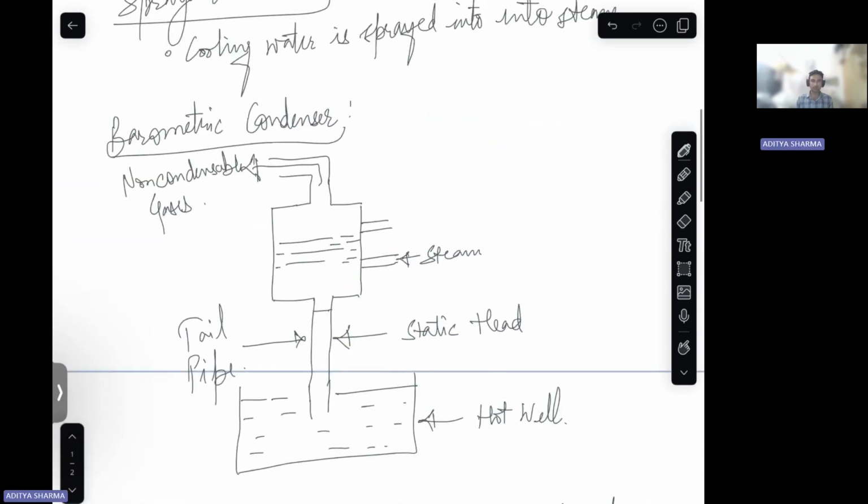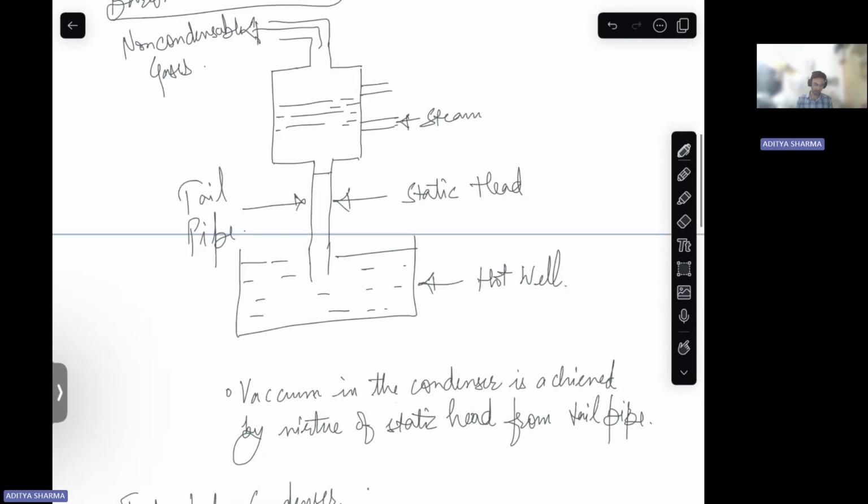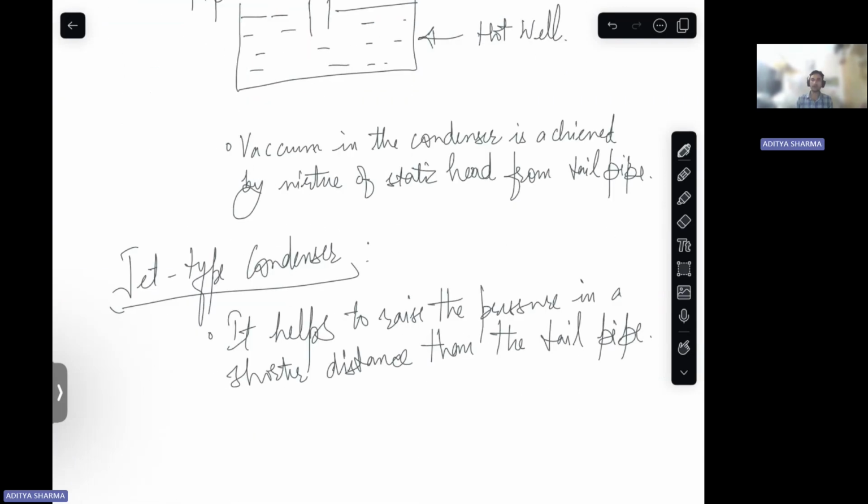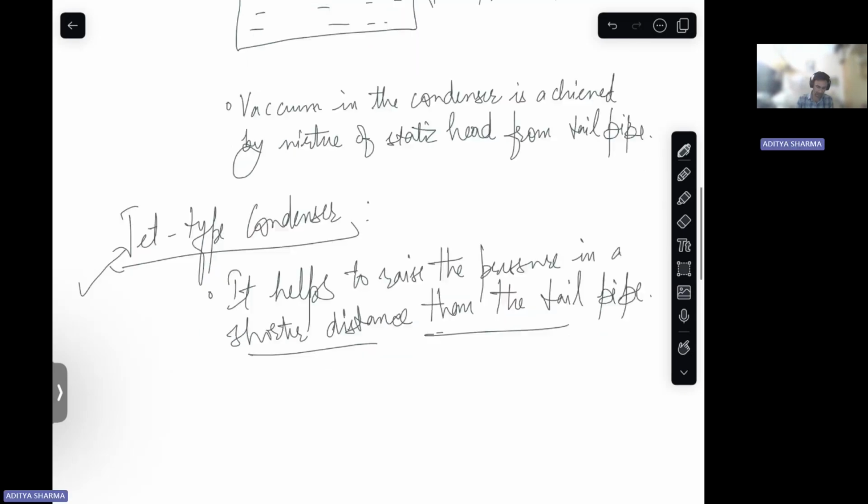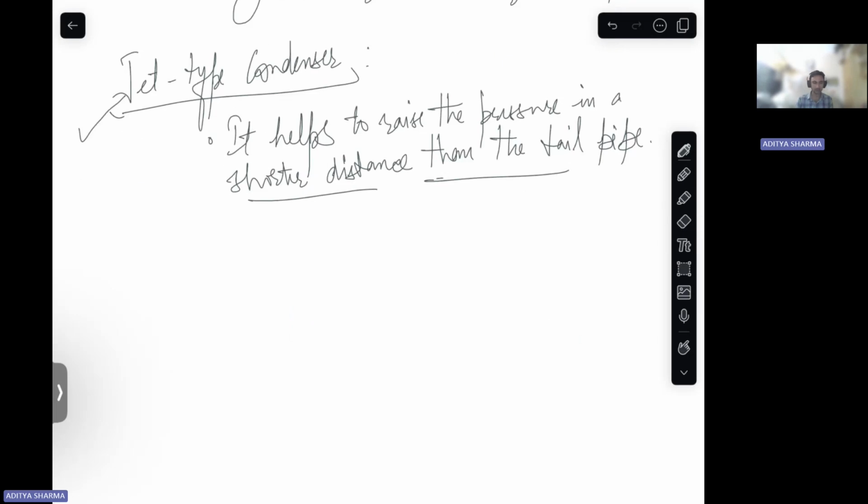In your barometric condenser, if you need to increase the pressure, then you'll have to increase its height, right? And that means the length of the tailpipe. But in your jet type condenser, you achieve this by a shorter distance only. Okay. So the design is in such a way that you achieve it in a shorter distance. So this is your jet type condenser, right?